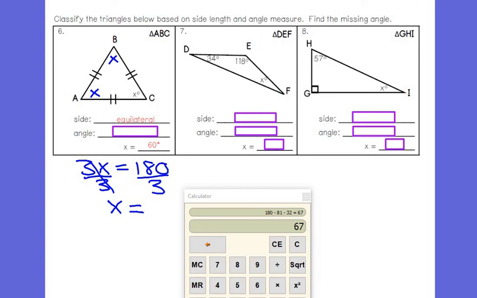So classifying by their angles, we can call it an acute, obtuse, or a right triangle. But all of the angles are 60. So what kind of triangle would this be? Acute. Why acute? They're all under 90. Very good.